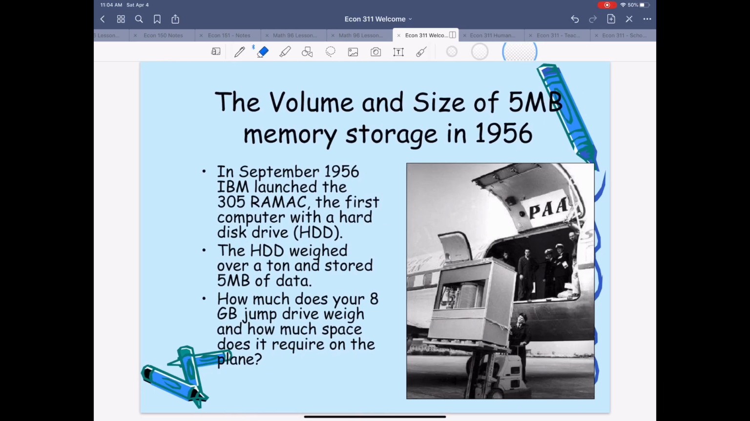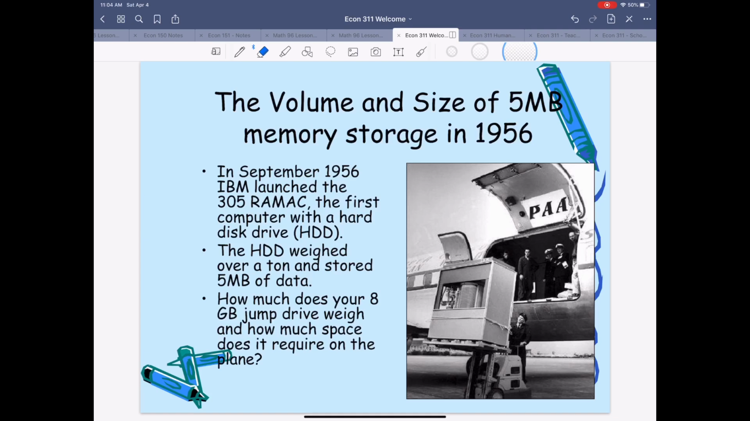If we look at the effect of entrepreneurs, we can see a lot of different things through history and currently. One good reminder of the importance or the impact of entrepreneurs is to look at how information has grown, our availability of information. And so this is a good example. In September 1956, IBM launched the first computer with a hard disk drive. And as you can see, it weighed over a ton and it stored 5 megabytes of data.